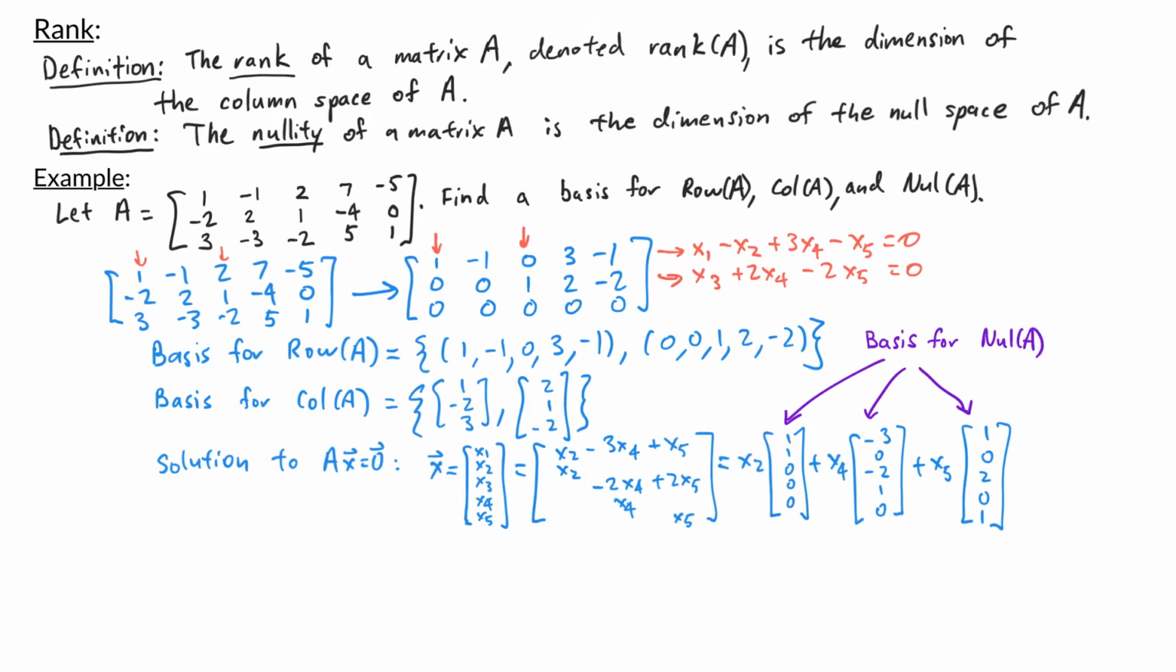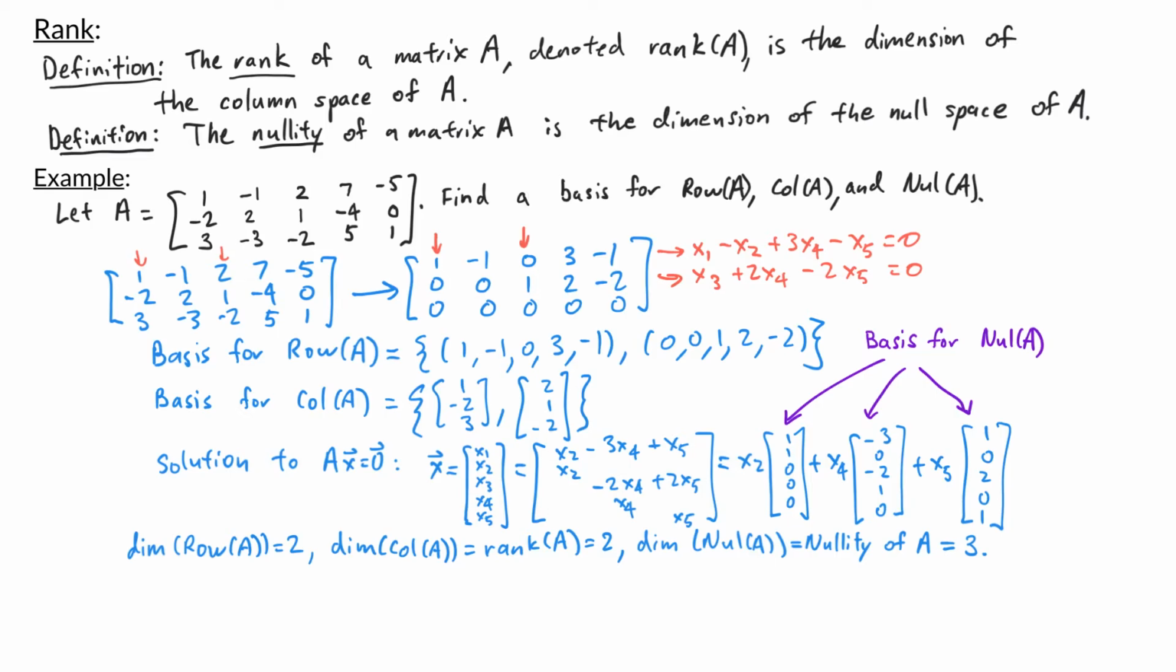Now that we have a basis for the different subspaces, we can figure out their dimensions. The dimension of the row space of A is 2. The dimension of the column space of A, or the rank of A, is also 2. And lastly, the dimension of the null space of A, or the nullity of A, is 3.